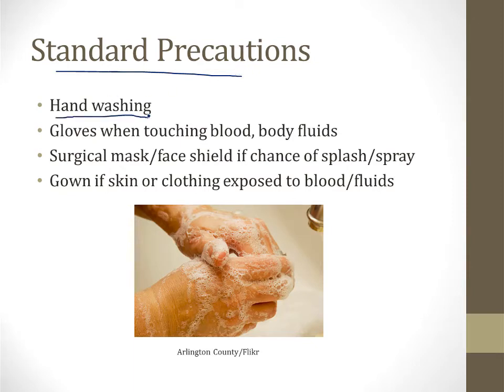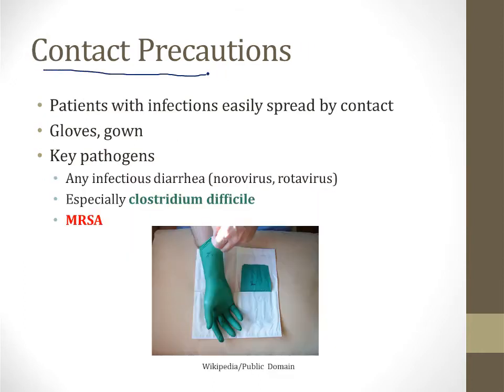This includes good hand washing by providers, gloves if they're going to be touching anything bloody or that contains body fluids, a surgical mask or face shield if there's a chance that blood or fluids might splash or spray into your face, and a gown if there's any chance your skin or your clothing might be exposed to blood or body fluids. Contact precautions are just what the name implies.